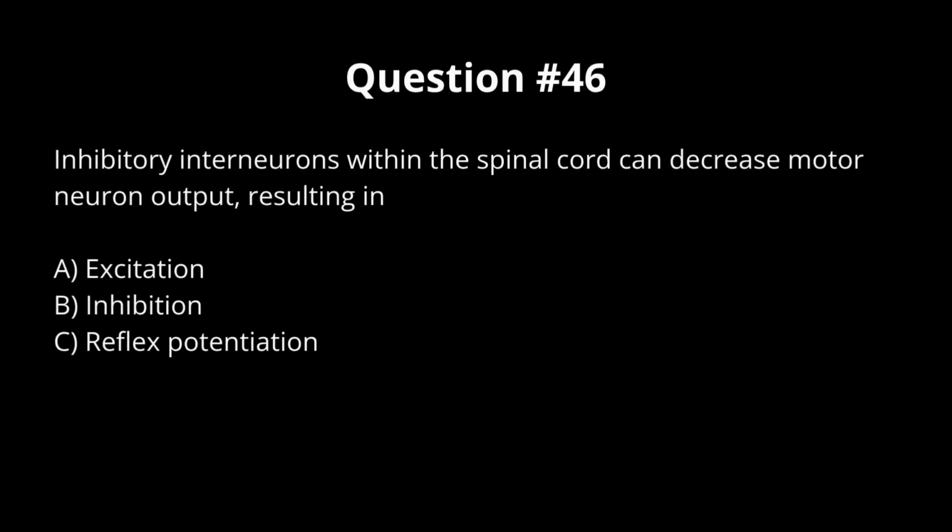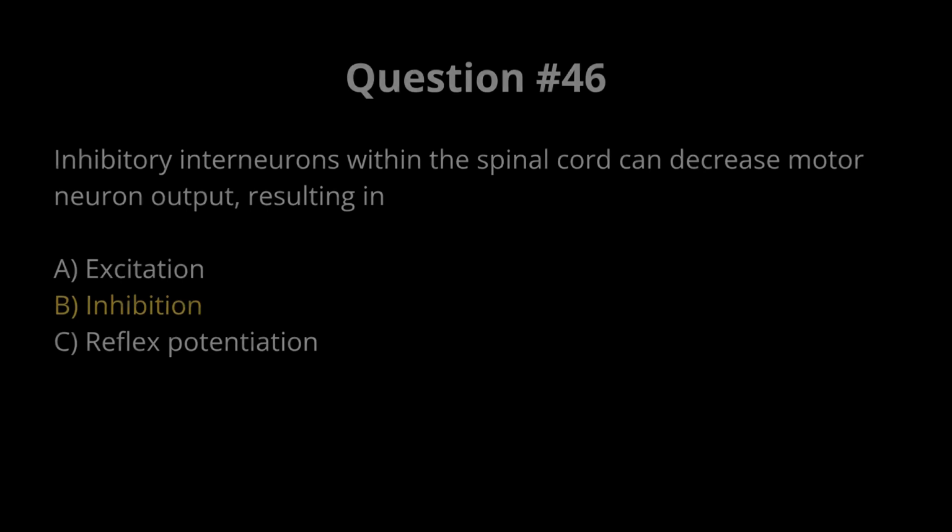Question number 46. Inhibitory interneurons within the spinal cord can decrease motor neuron output, resulting in A. Excitation. B. Inhibition. C. Reflex potentiation. The correct answer is B. An inhibition reduces motor neuron firing, preventing excessive tension and potential muscle damage.